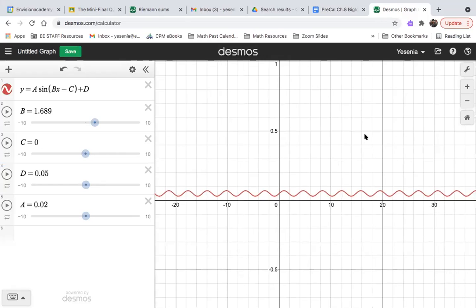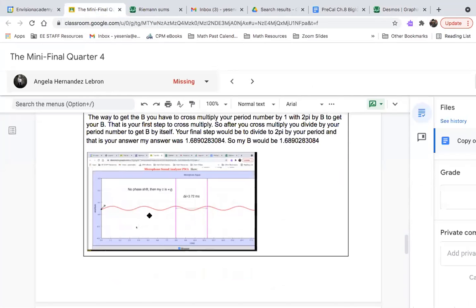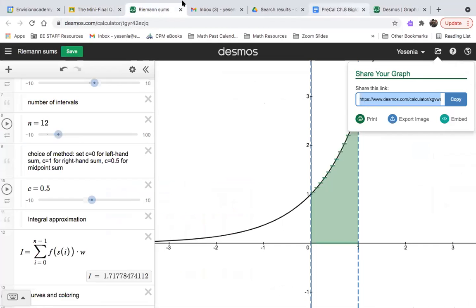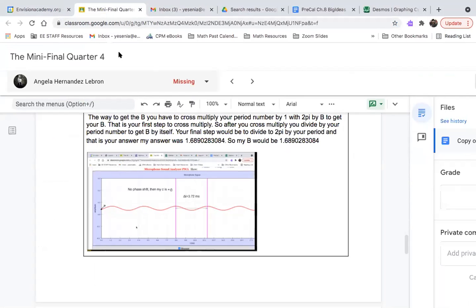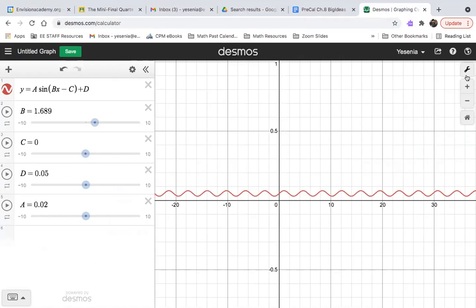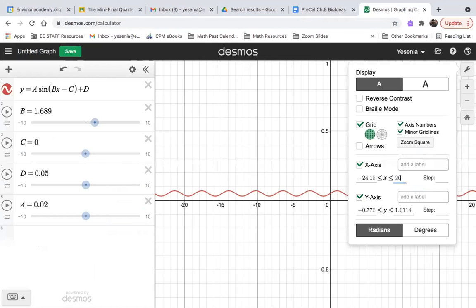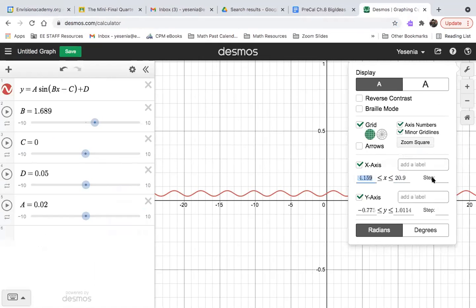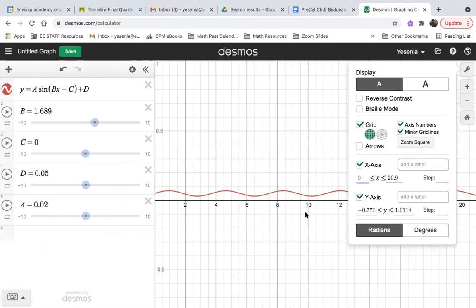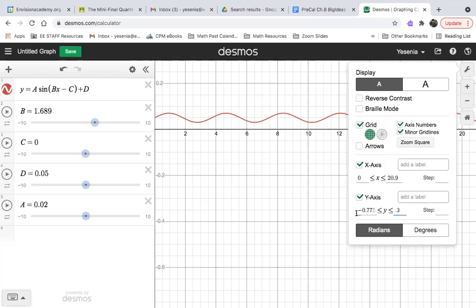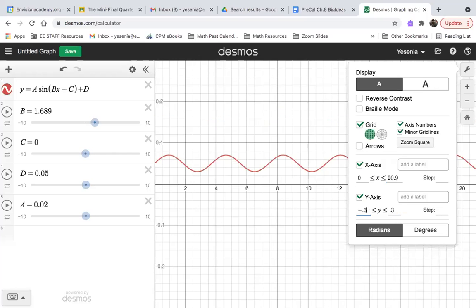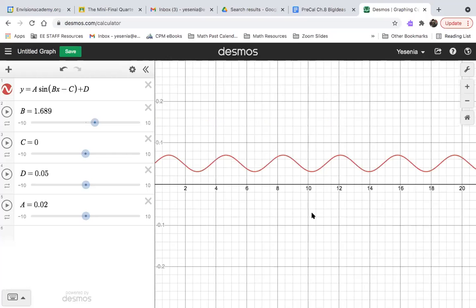But let's adjust the screen. Yours looks more stretched out, right? I'm gonna adjust the screen by going up to the little wrench, because I remember the X value went up to 20.9. It started at 0. See, it's starting to look better. And I know the highest Y was 0.3 and the lowest Y was negative 0.3. So there is your wave.